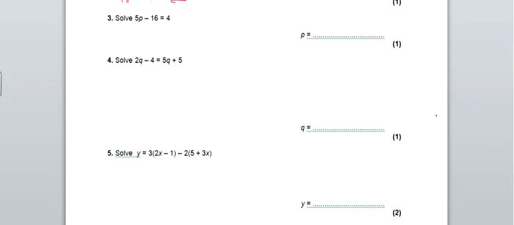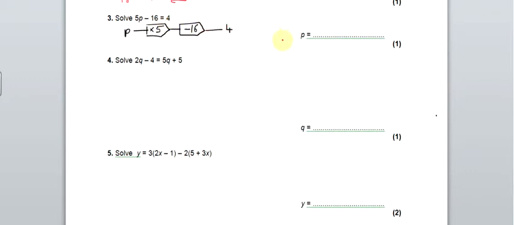Now a slightly trickier one. Why is it trickier? Well, there's two things going on here, and we'll see this when we write the flowchart. Start with the p. The first thing that happens to the p is the 5. It gets times by the 5, multiplied. And after that, 16 gets subtracted. And if you do that to p, then you will end up with the number 4.